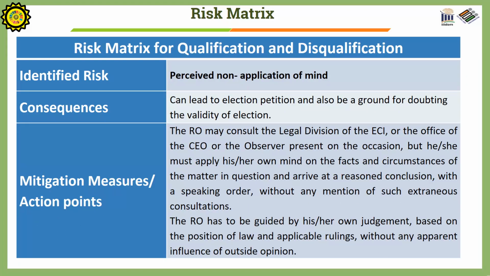The fifth risk is perceived non-application of mind. Its consequences lead to an election petition and can also be a ground for doubting the validity of the election. Mitigation measures or action points to minimize the risk are that the RO may consult the legal division of the ECI or the office of the CEO or the observer present on the occasion, but he or she must apply his or her own mind on the facts and circumstances of the matter in question and arrive at a reasoned conclusion with a speaking order without any mention of such extraneous consultations.